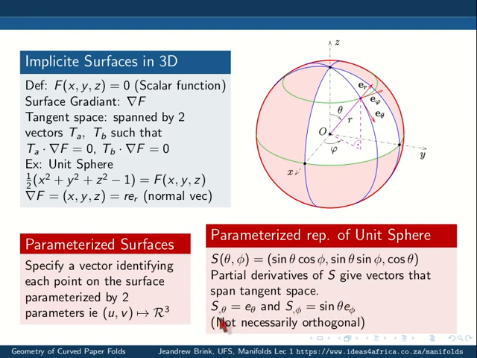Important when you are taking derivatives like this: in this example, these partial derivatives were orthogonal. That's not necessarily the case. You can get a parameterization of the circle where the partial derivatives are not orthogonal, but they will always be in the tangent space. In other words, you get two vectors, but their angle is not 90 degrees.